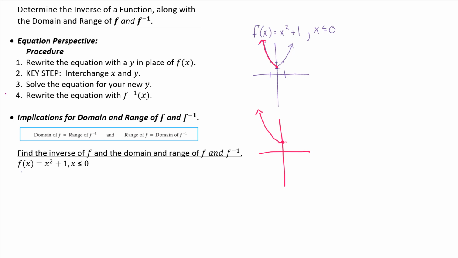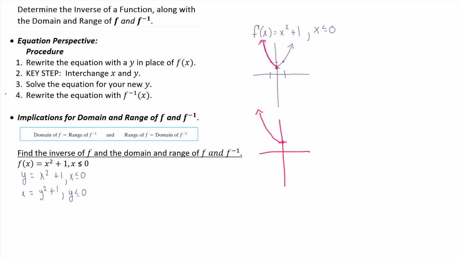So where there's an f of x, write y, and so it's y equals x squared plus 1, where x is less than or equal to 0. And then what we're going to do is where there's a y, put x, and where there's an x, put y. And that's everywhere there's an x. So this says x is less than or equal to 0. I'm going to change it so it says y is less than or equal to 0.